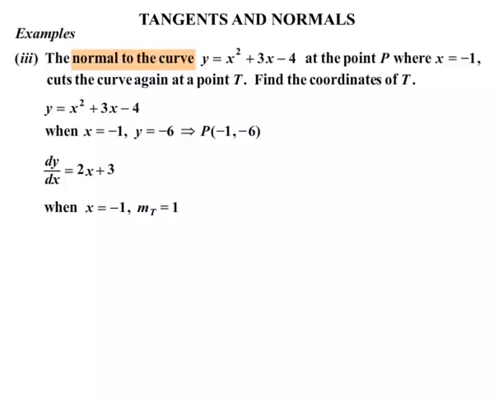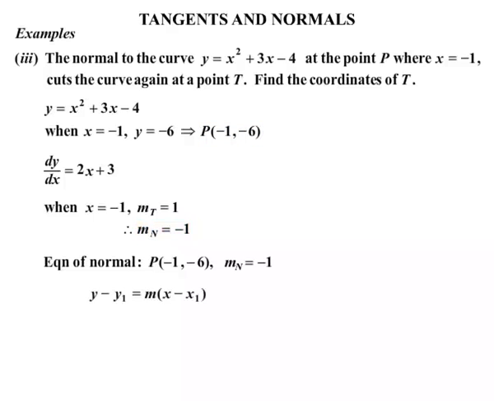Now we want the normal, and if that's the gradient of the tangent, well, the negative reciprocal, we find that the gradient of the normal is minus 1. So the equation of the normal, we've got the point and the gradient. So we're going to use y minus y1 equals m(x minus x1). So y minus y1, where y1 is minus 6, we've got y minus 6 becomes y plus 6 equals m, where m is minus 1. And then x minus x1, we've got minus 1 there, so x minus 1 becomes x plus 1.